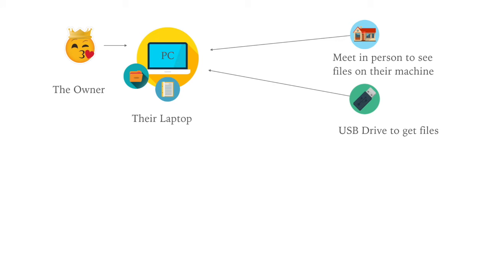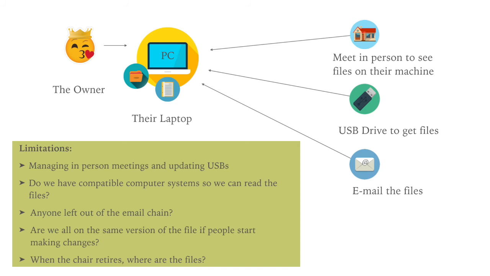Maybe they all bring a USB drive so that they can also have copies of the files from the owner's PC. Or maybe the owner decides to share the files and folders over email to all of the committee members. Some of the problems to working this way, where the owner is keeping the files and folders that belong to the team on their personal device, is this.